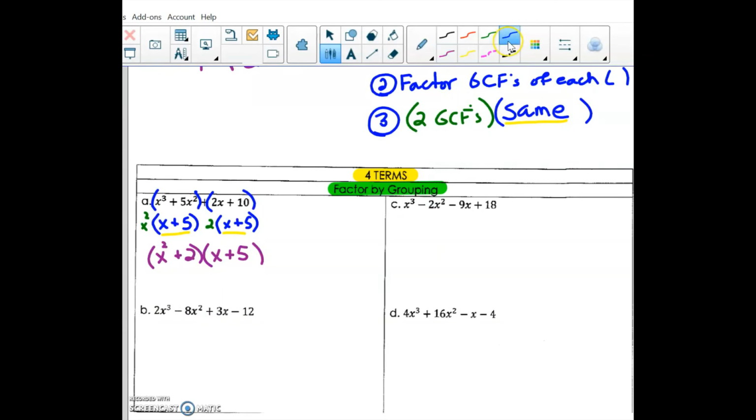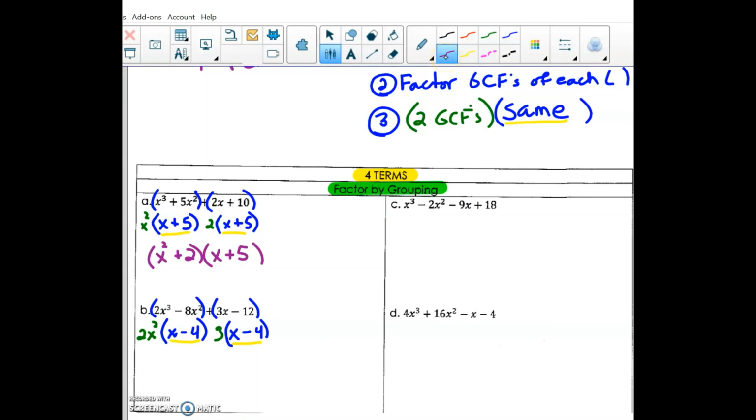We start by grouping the first two terms and the second two terms. Pull out your GCF of the first, which would be 2x squared. Remaining inside that parentheses is x minus 4. The next GCF is 3. Inside the parentheses will be x minus 4. If these two parentheses are not the same, you have a problem. Something's wrong. They are supposed to be the same.